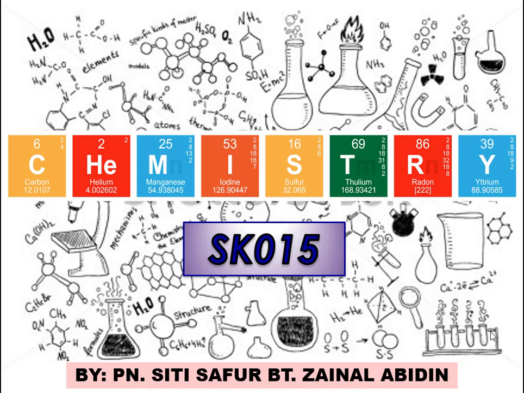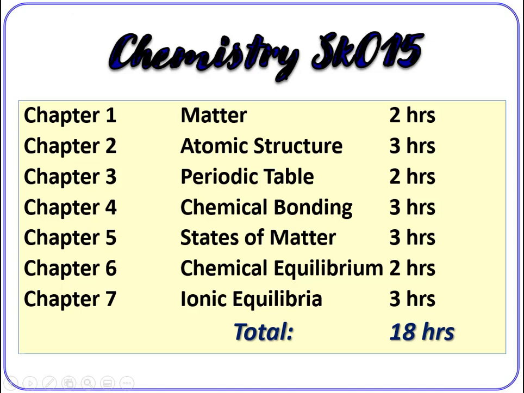Let us go to the chapters in this course. There are 7 chapters in Chemistry SK015. Chapter 1, you will learn matter. Chapter 2 is atomic structure. Chapter 3 is periodic table, followed with Chapter 4 is chemical bonding. Next is Chapter 5, which is states of matter. Then Chapter 6, chemical equilibrium. And the last chapter is Chapter 7, which is ionic equilibrium.